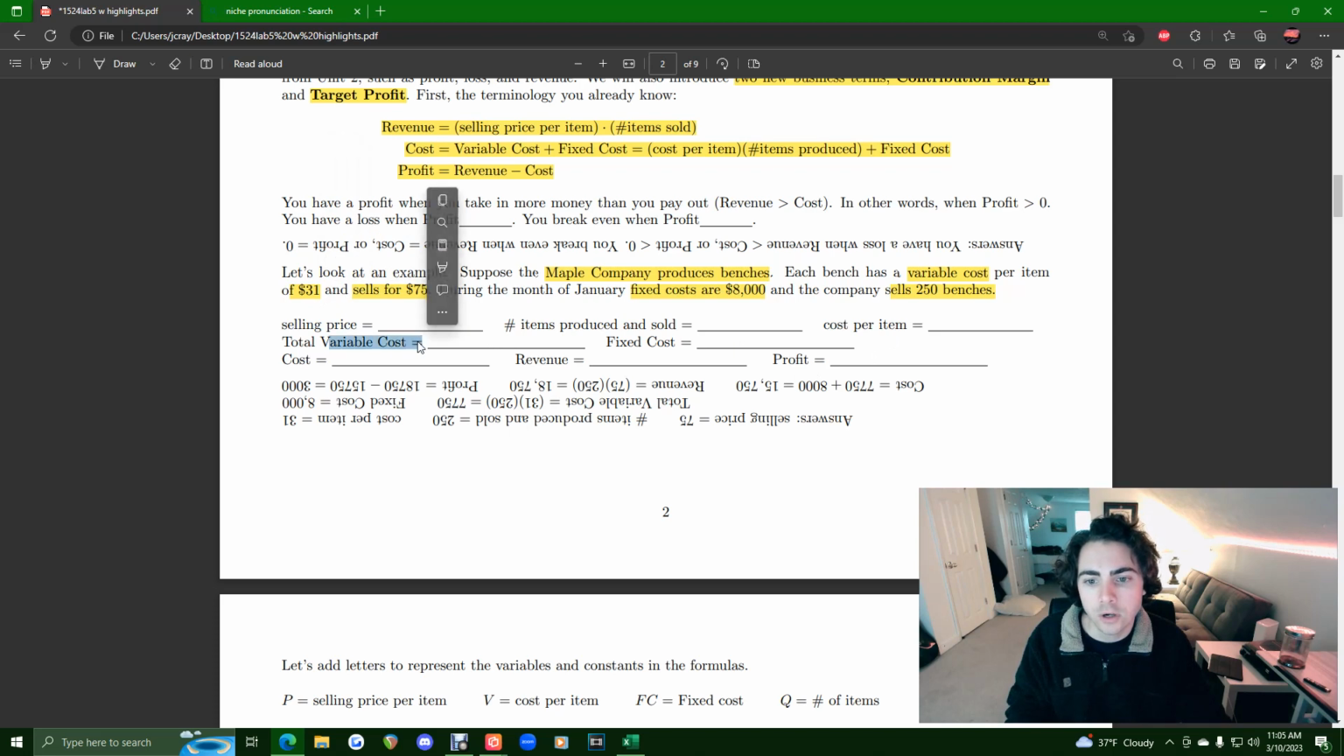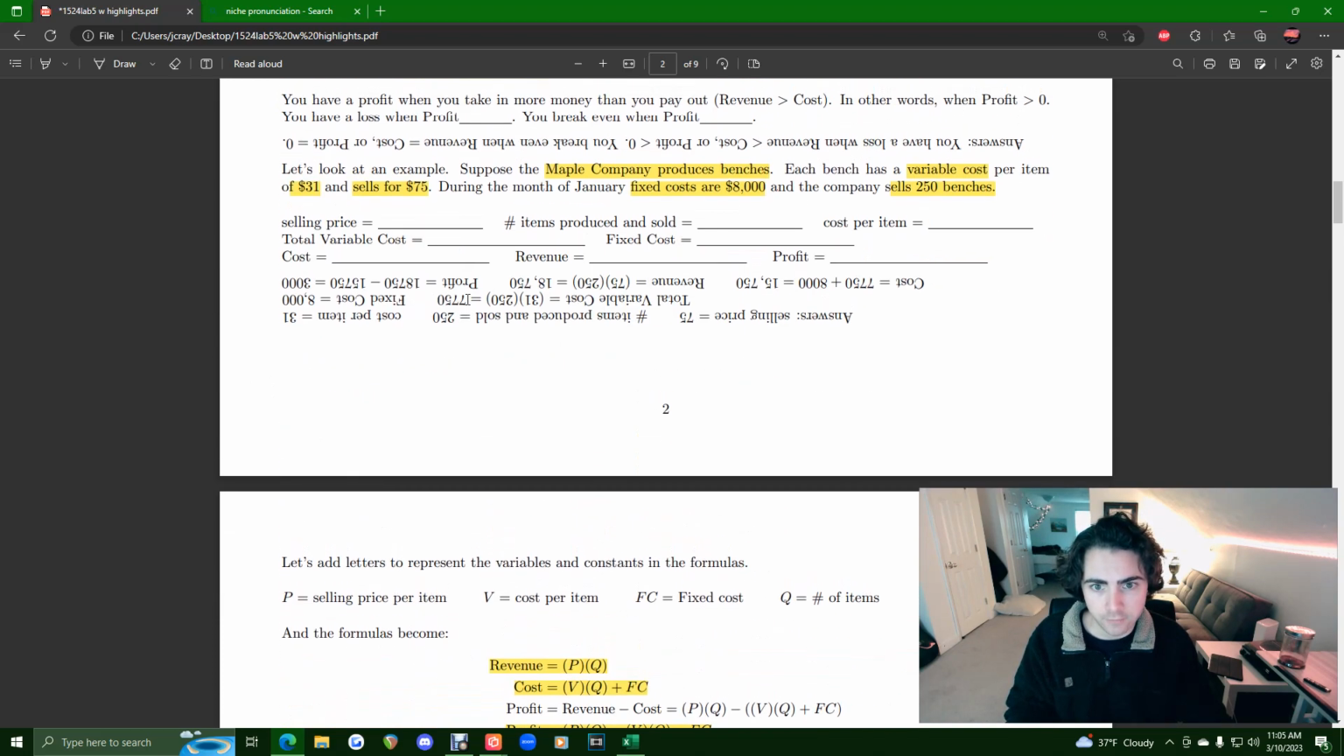And then variable cost total would be, I guess they're saying 31 times the quantity, so 31 times 250. And then fixed cost 8,000. Cost would be the 31 times 250 plus the 8,000. Revenue would be the price times quantity, so 75 times 250. And profit would be revenue minus cost.